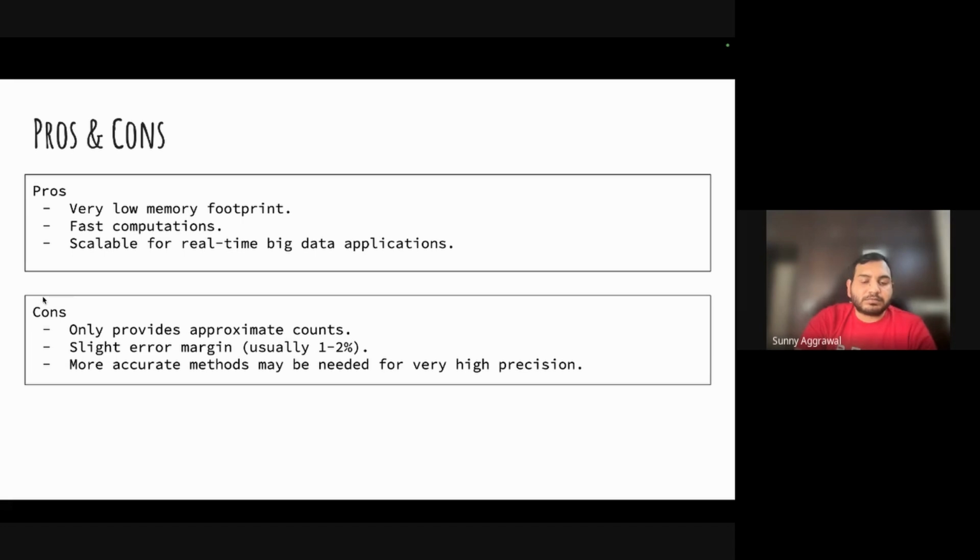And there are other implementations also which have been developed after this algorithm, which are more accurate. So depending on your business use case or how much error you can deal with, you can use these algorithms.